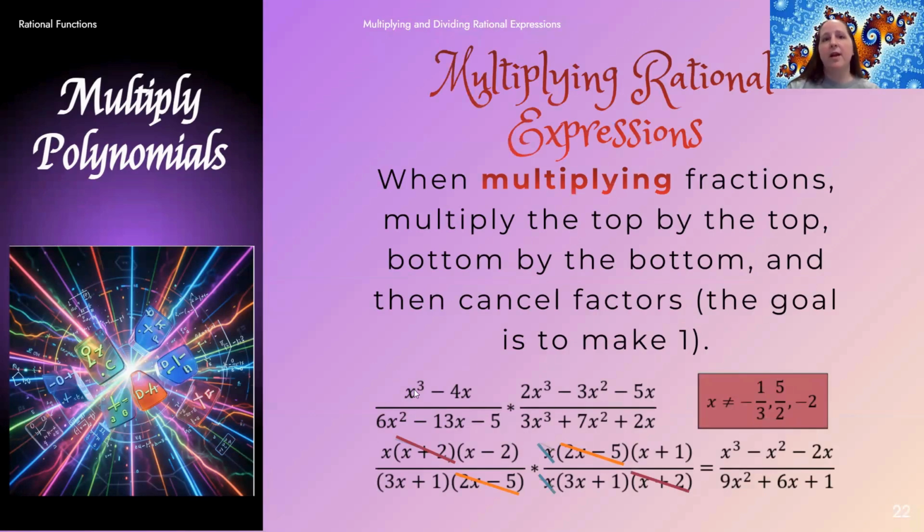Okay, so if I had x cubed minus 4x divided by 6x squared minus 13x minus 5 times 2x cubed minus 3x squared minus 5x divided by 3x cubed plus 7x squared plus 2x, I would do all my factors, then cancel out the common ones. You can, of course, leave them with just the factors, so just x plus 1 over 3x plus 1, or you can multiply through if you had multiple factors. Okay, and again, I'll get these. X can equal negative 1/3, 5 halves, or negative 2.